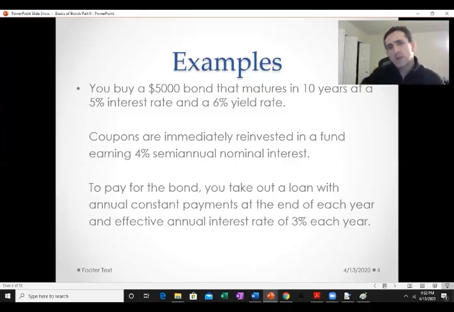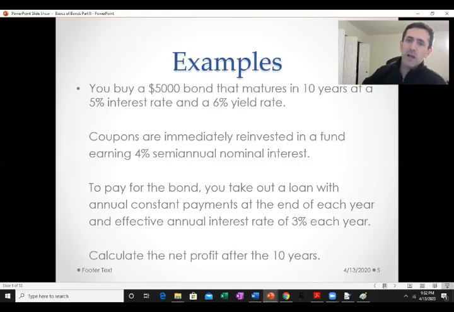You take a loan out to pay for the bond. Payments for the loan are constant at the end of each year, and the loan interest rate is 3%. Calculate the net profit after 10 years. So what do I mean by net profit? It's what you would usually think of as net profit, or just the profit from this investment scheme.